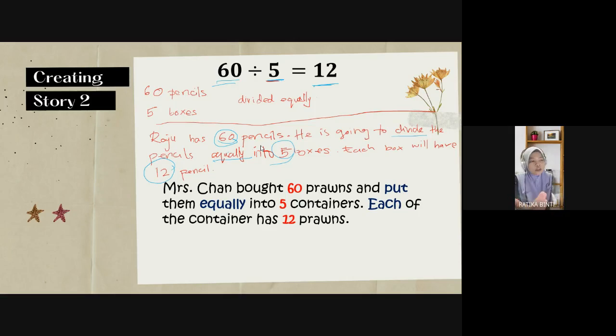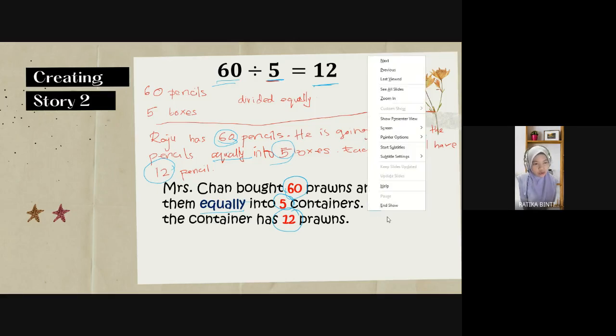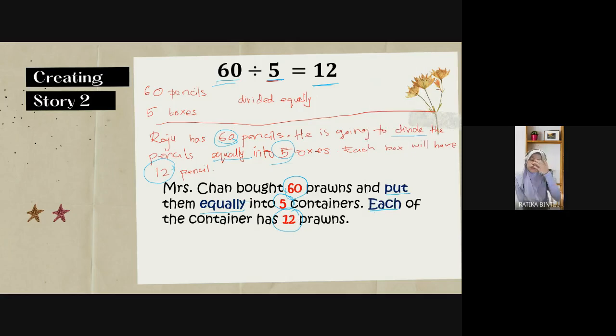Okay, now this is ada contoh yang lain, ini jawapan yang lain. Mrs. Chan bought 60 prawns and put them equally into 5 containers. Each of the containers has 12 prawns. Okay, daripada banyak, Mrs. Chan she put it in 5 containers and she wants to find what is in one container. Okay, kita check. 60 ada, 5 ada, 12 also here. Then the keywords is put equally. And we are going to find in each container. Okay.